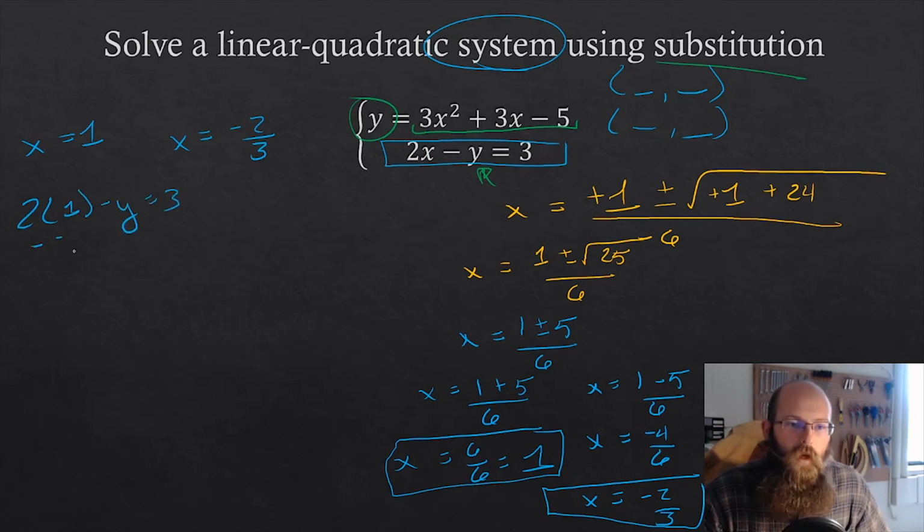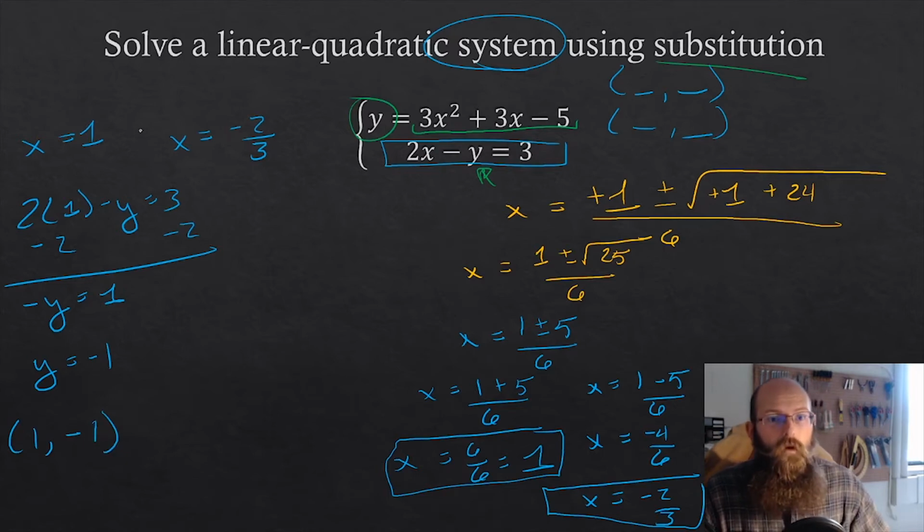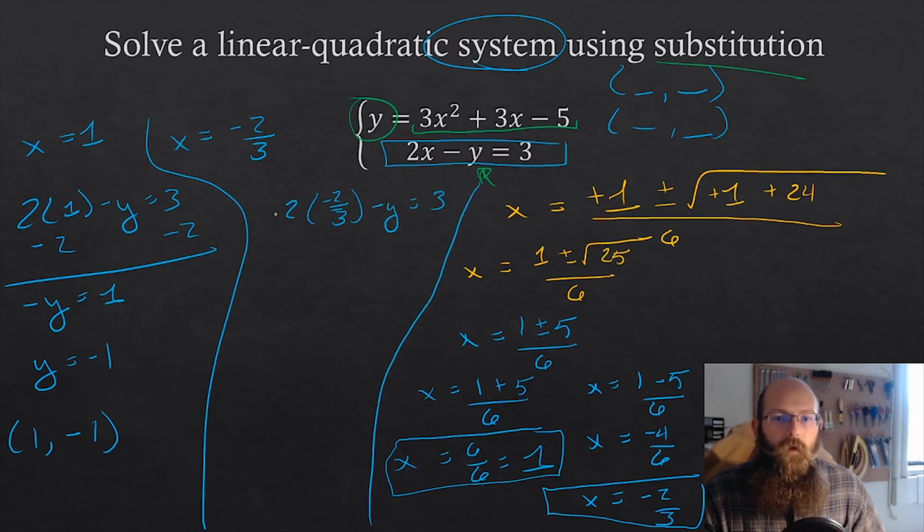So I'm going to subtract this 2 over. Negative y equals 1. Well, that means y equals negative 1. That came from which x value? From x equals 1? Okay, so 1 gave me a negative 1. I plugged in a 1, I got out a negative 1. Now, let's plug in the other part. I plug in negative 2/3, so 2 times negative 2/3 minus y equals 3. 2 times that, well, that's a little bit more ugly, right?